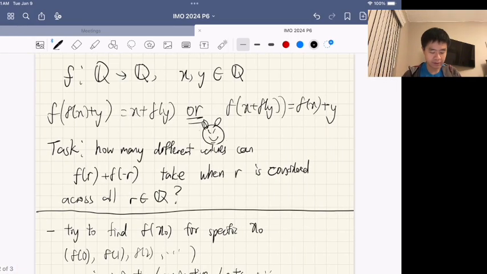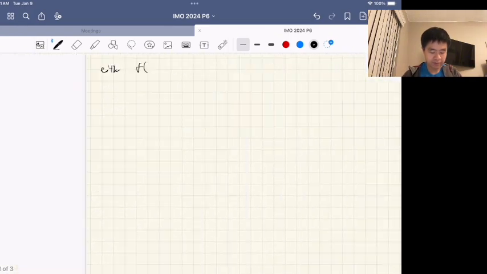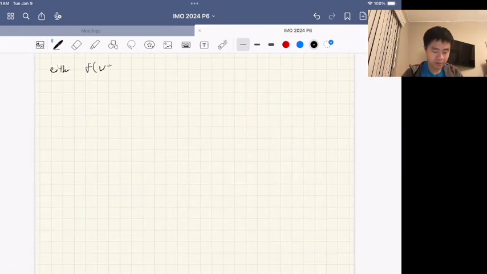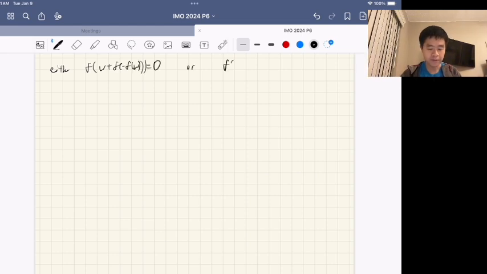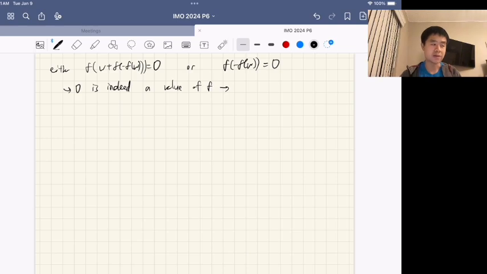Okay, so that means that in either case, w plus f(minus f(w)) equals 0, or f(minus f(w)) equals 0. So 0 is indeed a value of f. Since f of non-zero equals non-zero, we know that f(0) has to be 0 here.